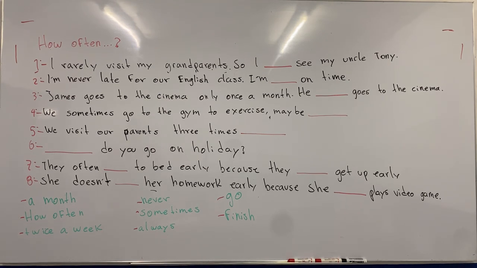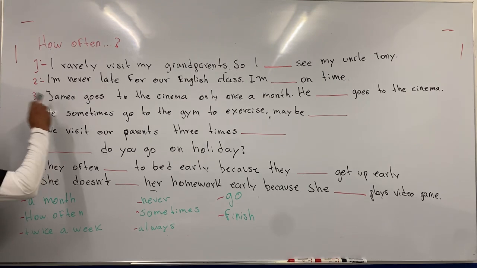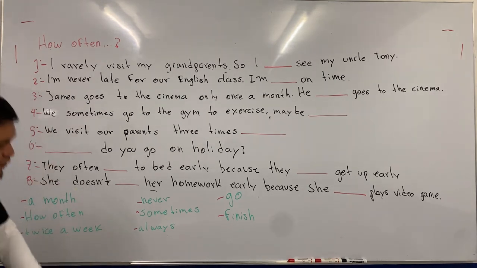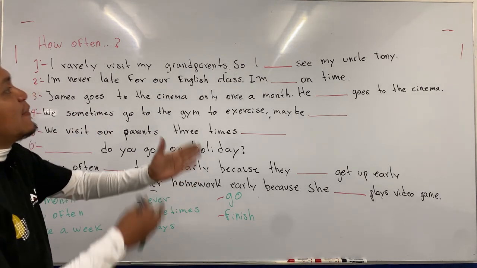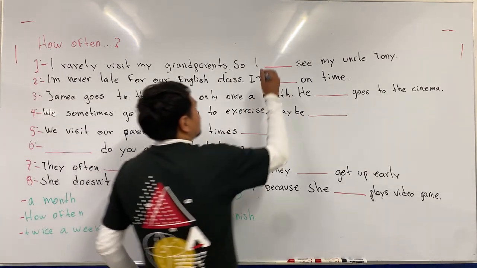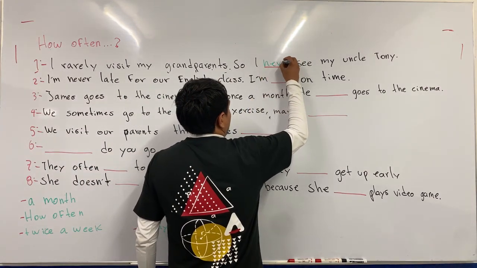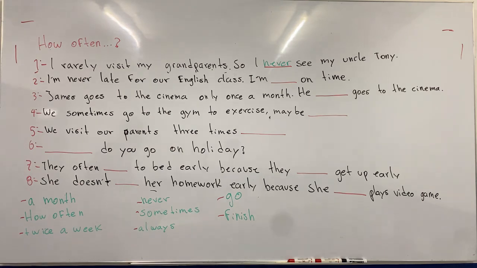Bueno, check the first sentence. I sorry, esta palabra siempre se dificulta. Rarely visit my grandparents, so I never, the first, never see my uncle Tony. Where is never? Never.